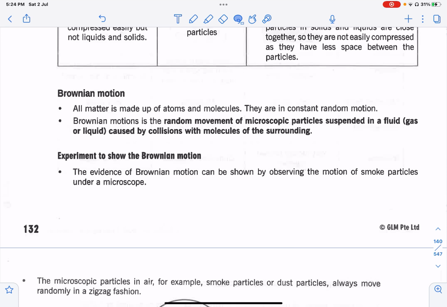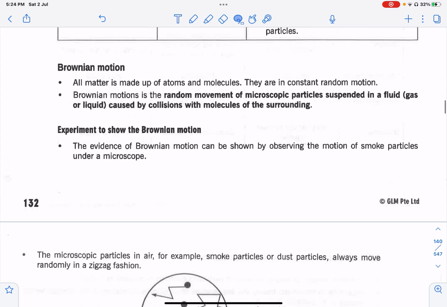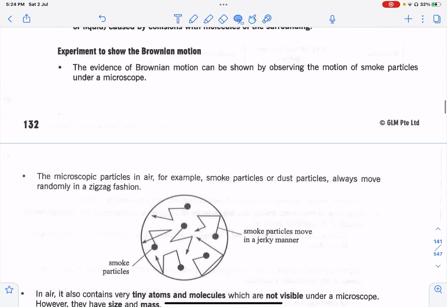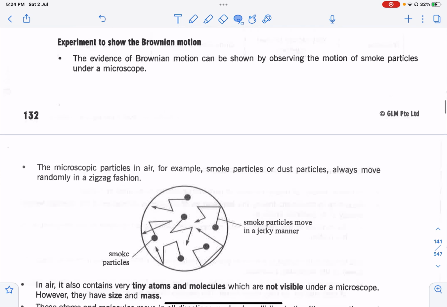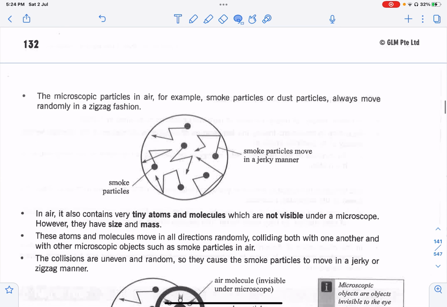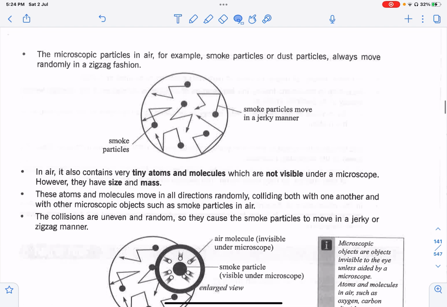So let's say we are looking at the dust particles floating around. Why is it moving randomly? It's because sometimes it's colliding with the existing air particles that you can't see. For example, your oxygen, your carbon dioxide, your hydrogen gas. So in order to show Brownian motion, we actually use smoke particles as an experiment, where the microscopic particles in air, like your dust particles, are always moving randomly in a zigzag manner.